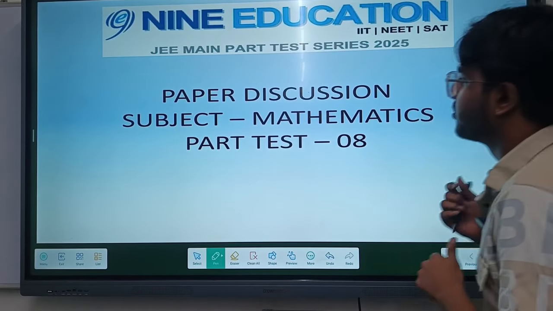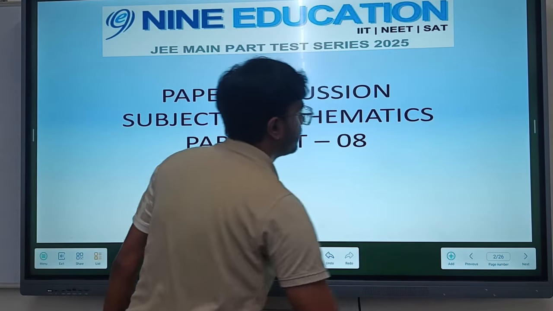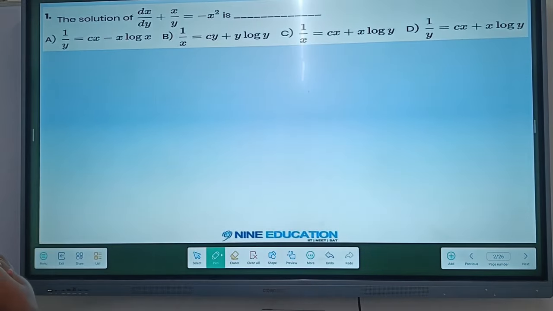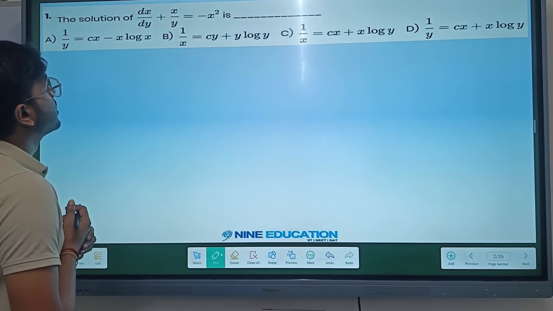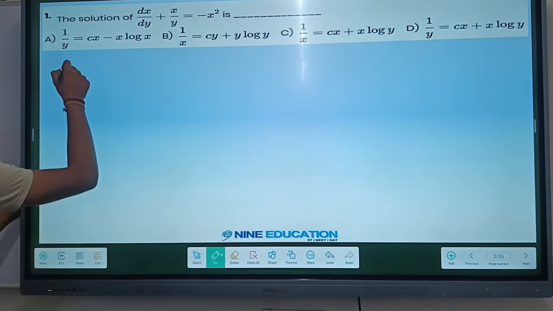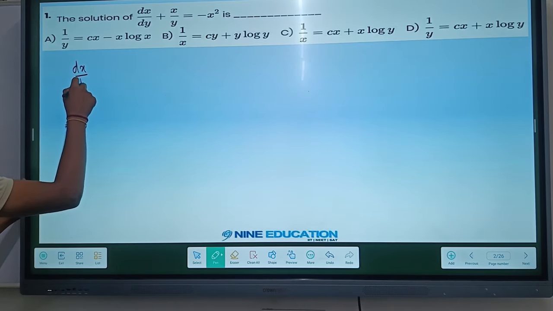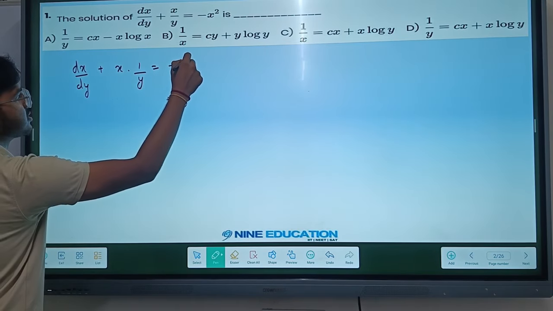Alright, let's start with our paper discussion for maths for part test 8. So, first question which we have is find the solution of dx by dy plus x by y equal to minus x square, a question of differential equation. What do we have? Dx by dy plus x into 1 by y equal to minus x square.